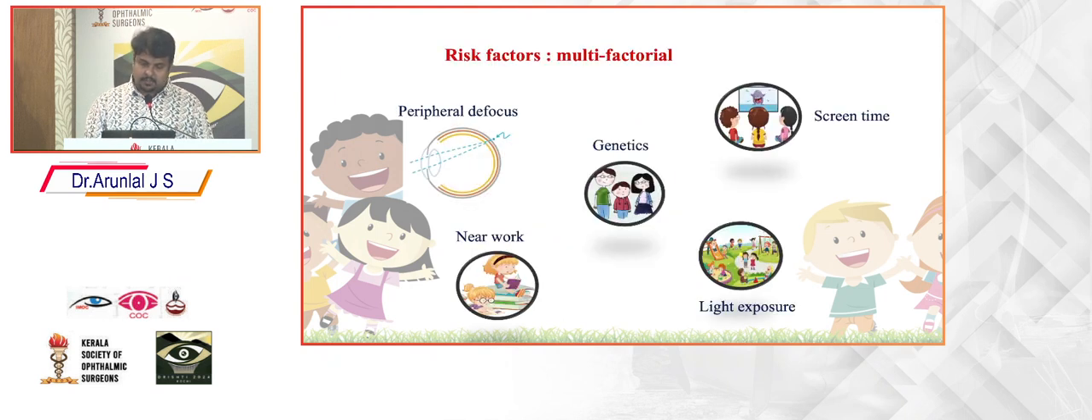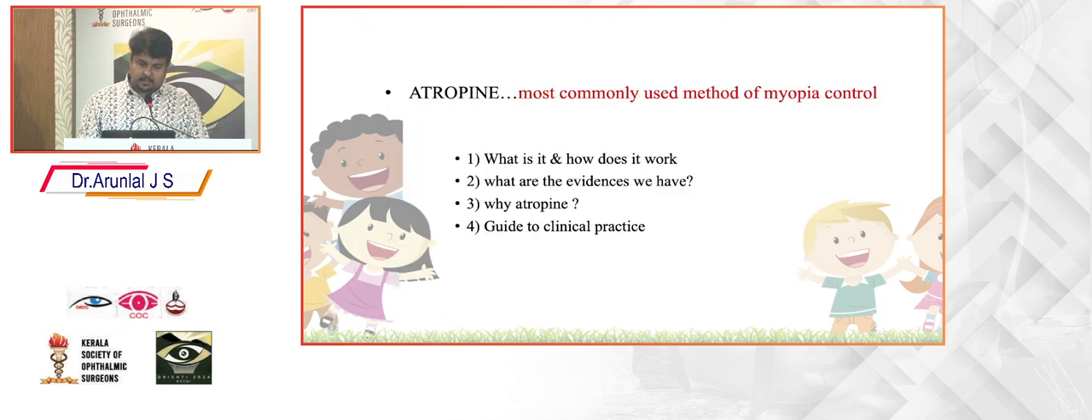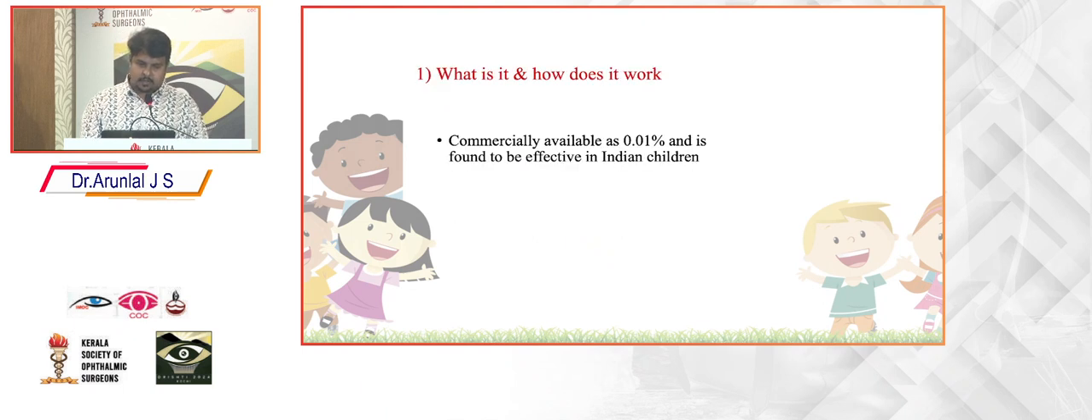So these are the risk factors of myopia progression. And currently we have these peripheral correcting lenses, different type of lenses and spectacles, orthokeratology, atropine and environmental modifications as the treatment options we have now. Among that, atropine is the most commonly used method of myopia control. I shall discuss what is it, how does it work, what are the evidences we have for the use of atropine, and why atropine is preferred over other treatment modalities, and at last a guide to clinical practice. What is it? It is available as 0.01% and is found to be effective in Indian children.